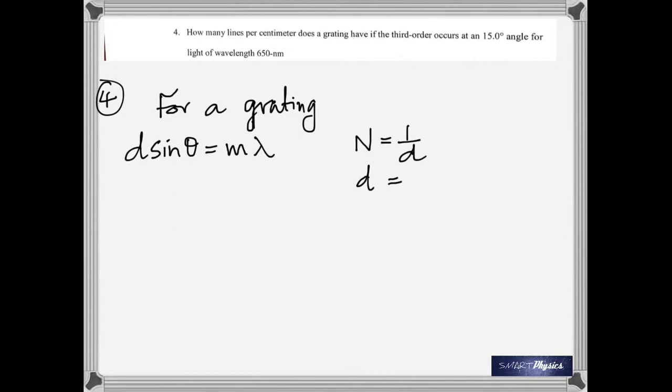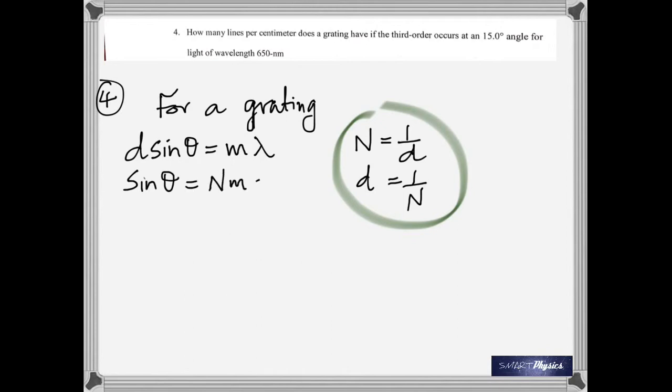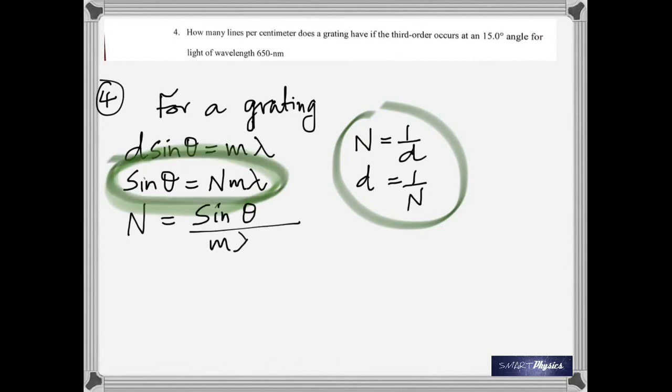And remember that the number of lines in 1 meter is 1 by d, where d is the width of one slit. So when you substitute that here, you get sine theta is N m lambda. All you have to do is just remember this formula, which is a really important one. And what's N here? N is the number of lines in 1 meter. m is the order of the spectrum. Lambda is the wavelength. So from this one, N is this, because in this question you're asked to find how many lines per centimeter. We're going to get it in meter first.